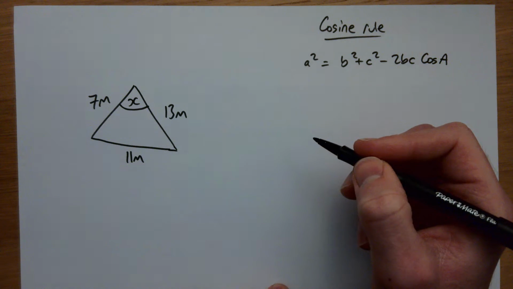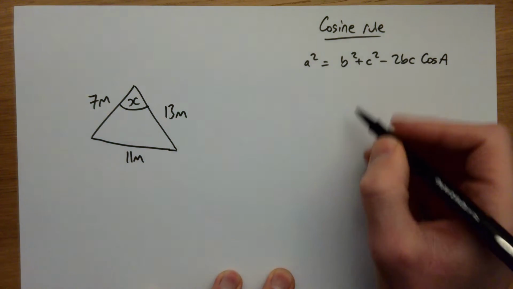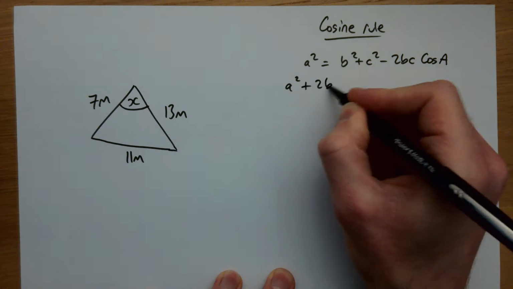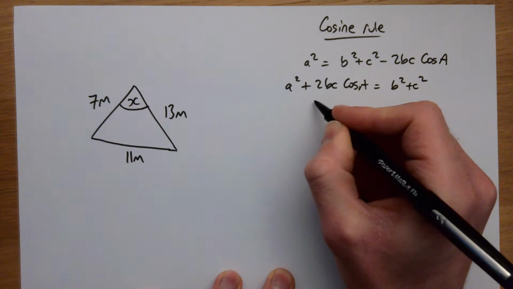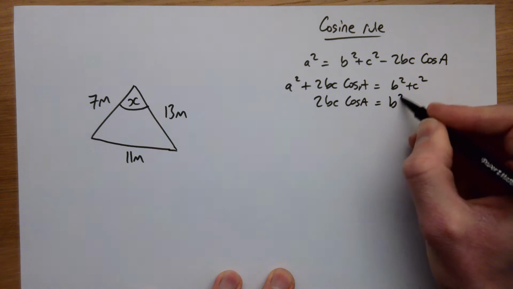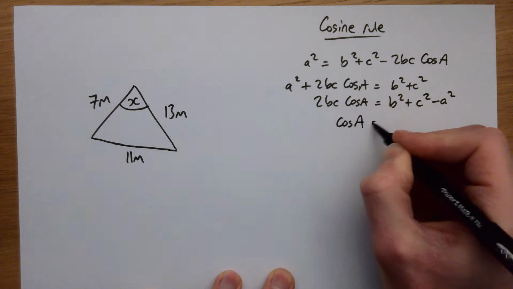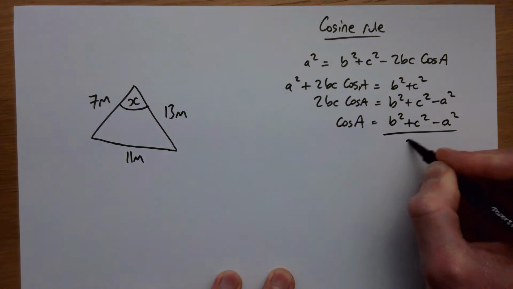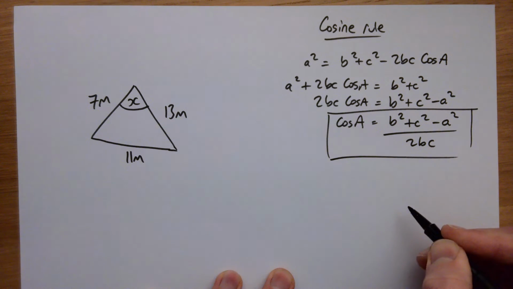Okay, to work out a missing angle using the cosine rule, we first of all need to rearrange it to make cos A the subject. So if I add 2bc cos A to both sides, I get the following. If I then subtract a squared from both sides, I get 2bc cos A equals b squared plus c squared minus a squared. I can now just divide everything by 2bc to get this formula here. And that's the formula you want to work out a missing angle.